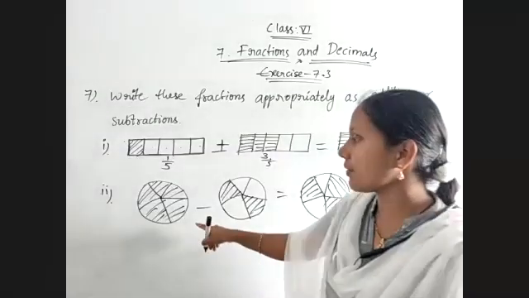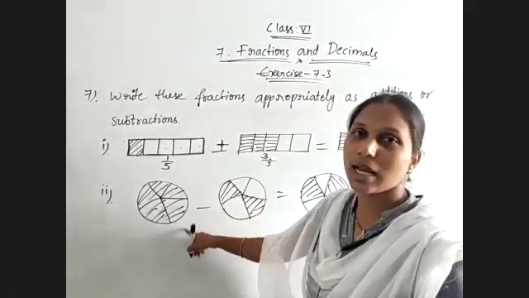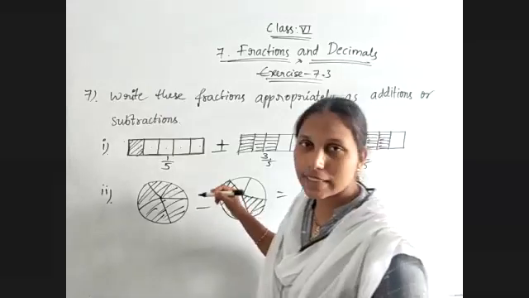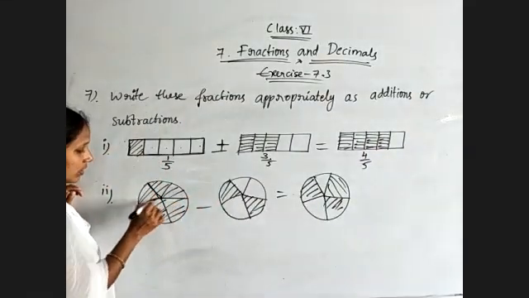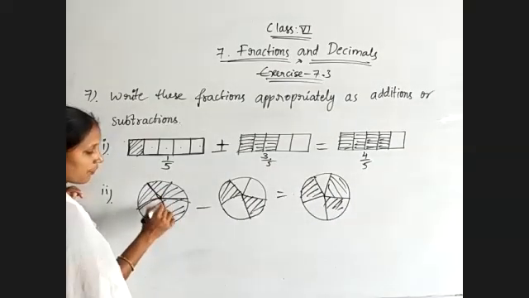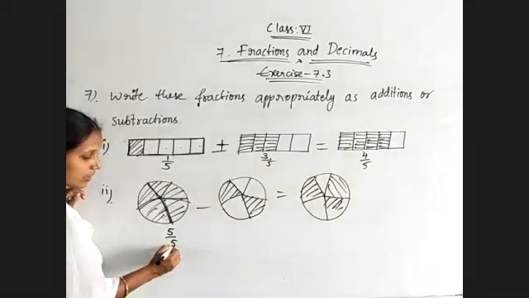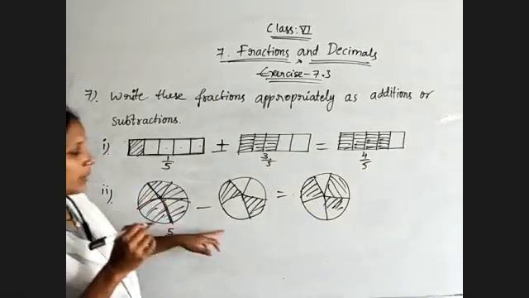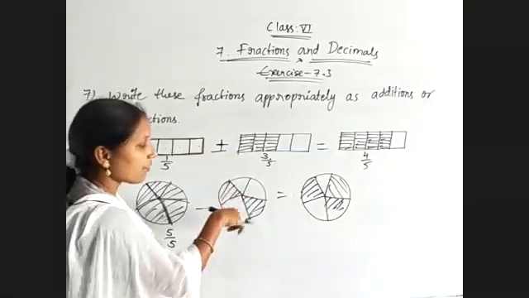And coming to the second one, here complete circles are given and the first circle is completely shaded. It is divided into how many equal parts, we will see. 1, 2, 3, 4, 5 equal parts are there. 5 parts are shaded, that is 5 by 5. Okay, and coming to the second circle, 2 parts are selected out of 5 equal parts.